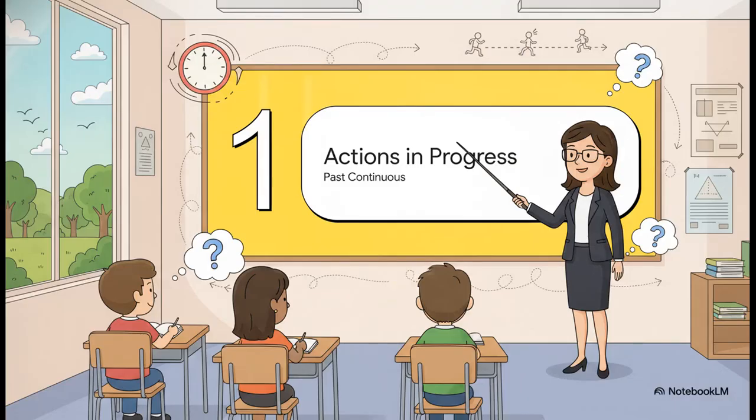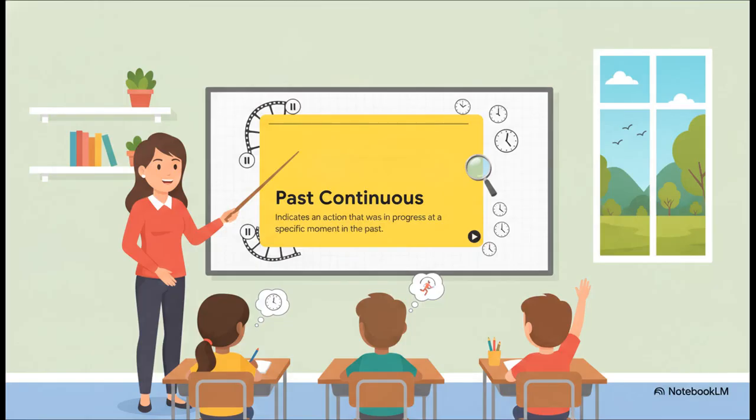All right, starting off with Section 1, Actions in Progress. So what does it actually mean for an action to be actively happening in the past? It kind of sounds like a paradox, right? Like, how can something be happening if it's already over? Well, that's exactly where the past continuous tense comes in. Think of this as the grammar equivalent of hitting the pause button on a movie.